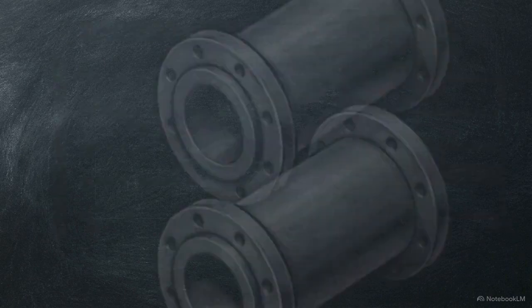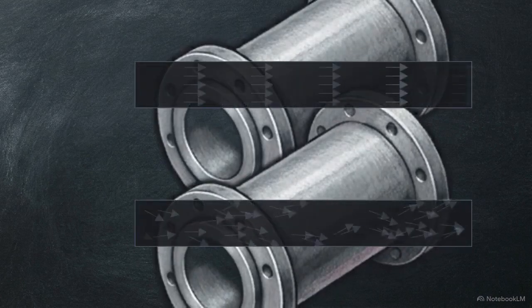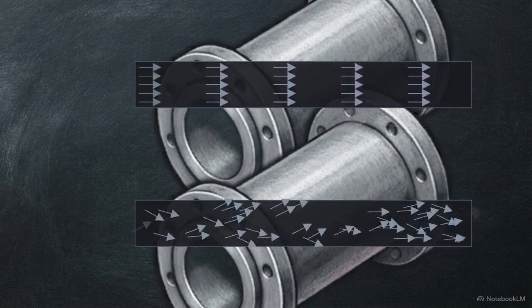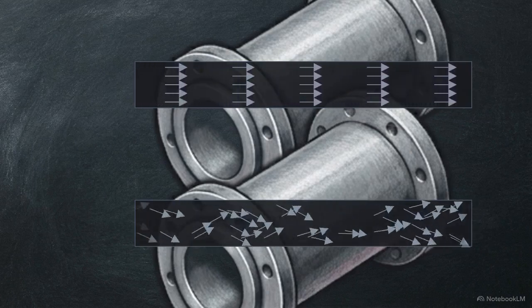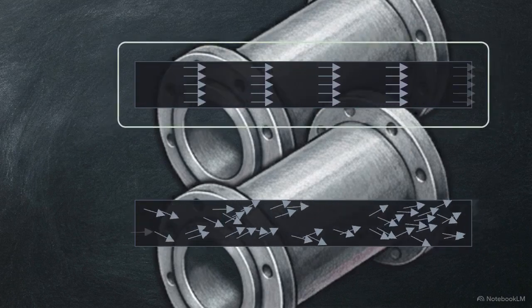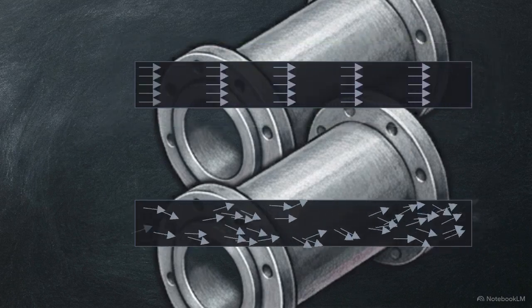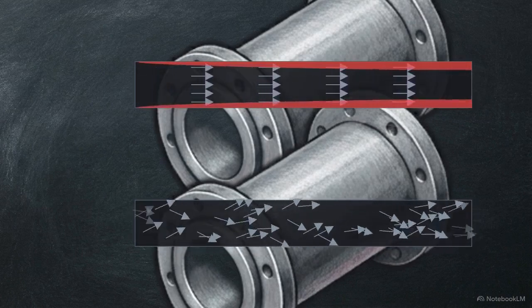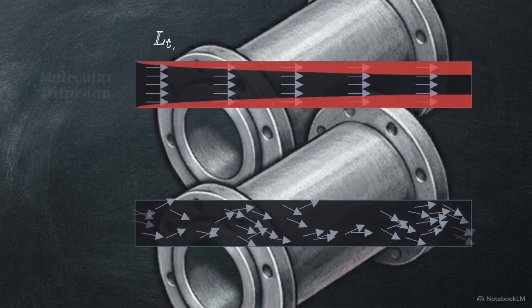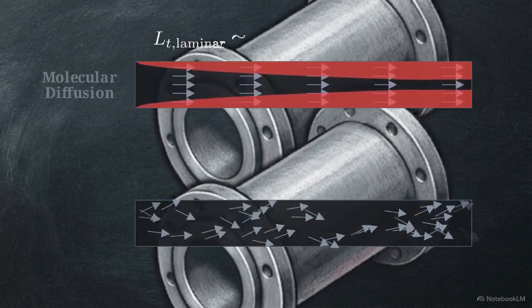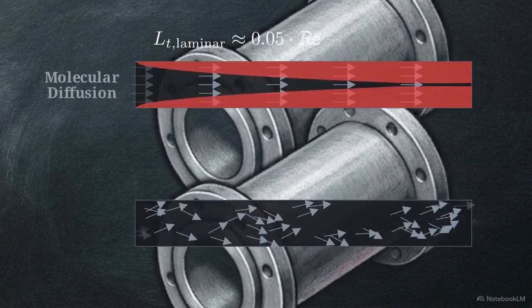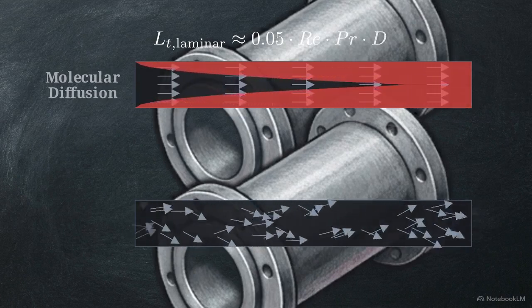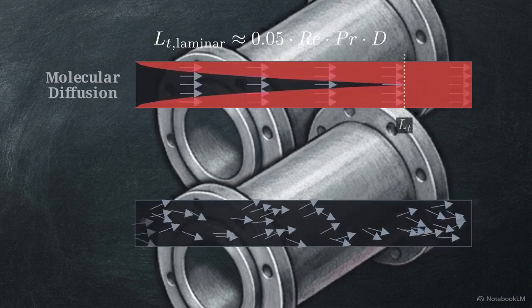To find that exact coordinate, we have to look at the physical state of the flow. Whether the fluid is moving neatly or chaotically completely changes our math. In laminar flow, the fluid moves in neat parallel layers. Heat must slowly transfer across these layers via molecular diffusion. Because this diffusion is slow, the required entry length depends heavily on the fluid's speed, the Reynolds number, and its specific thermal properties, the Prandtl number.